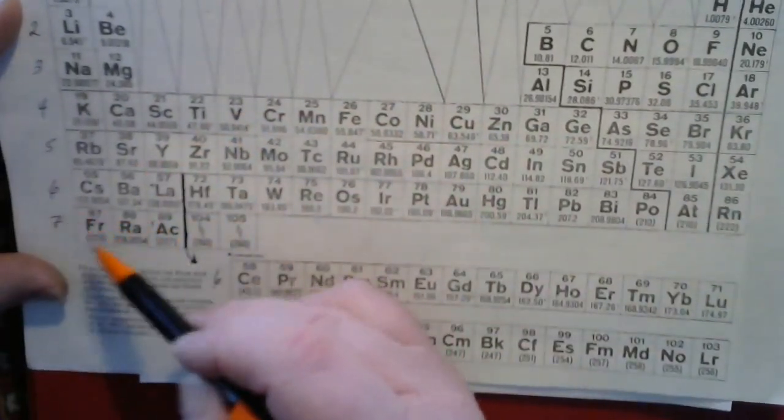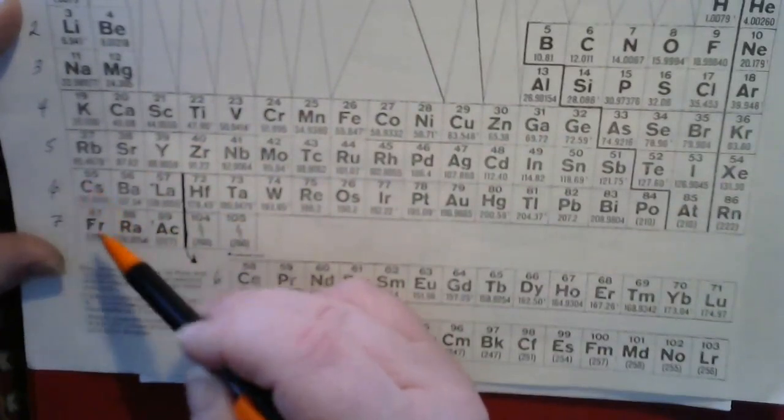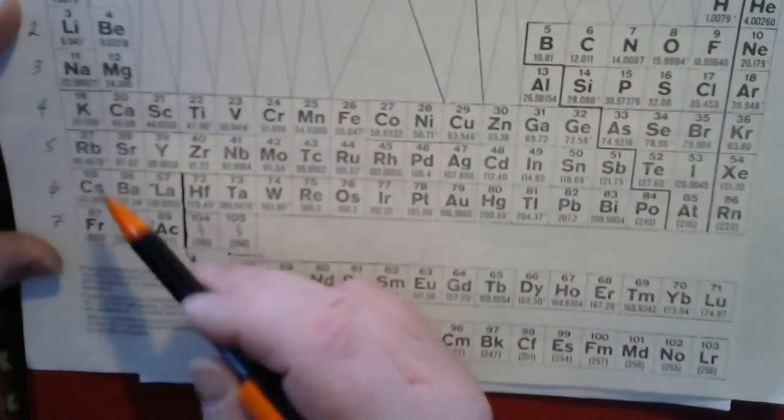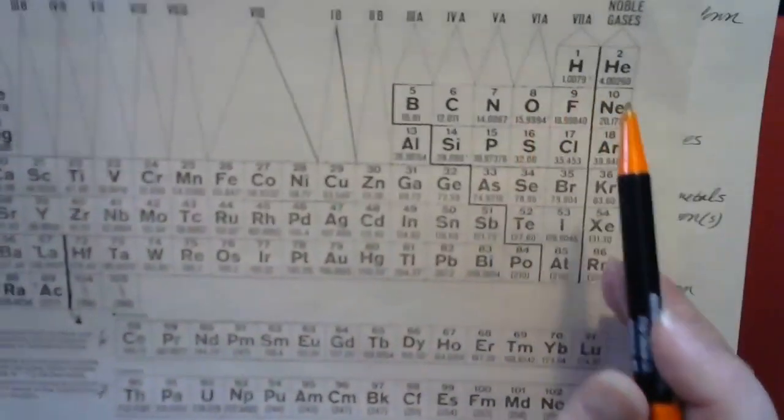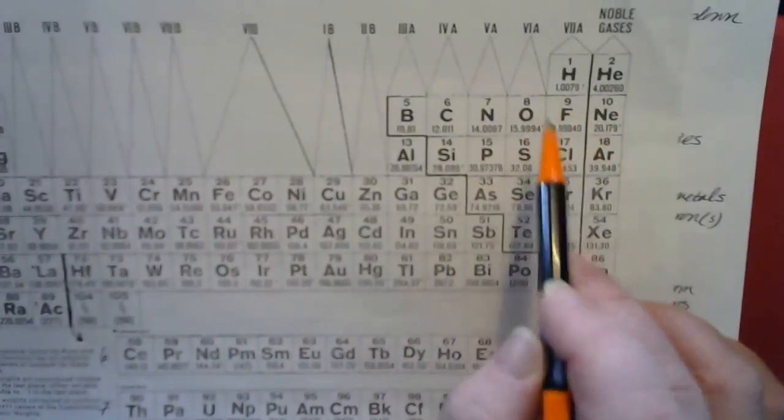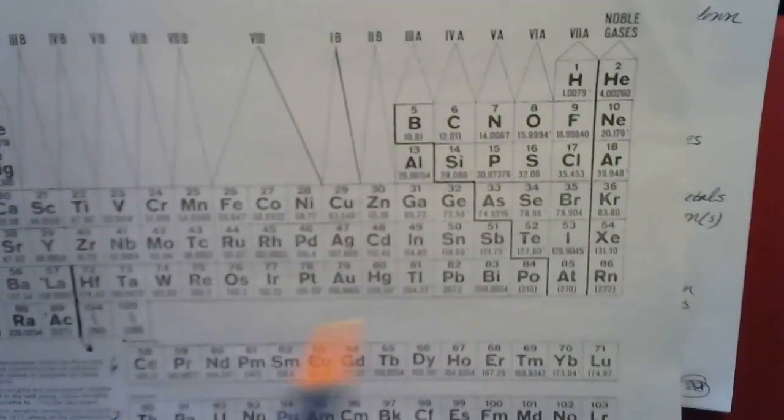So metallic character increases going down, and it increases going to the left. The most metallic element of all would be cesium and francium. They're more or less equal, way down here in the lower left-hand corner of the periodic table. And the least metallic of all would be fluorine, way up in the upper right-hand corner.